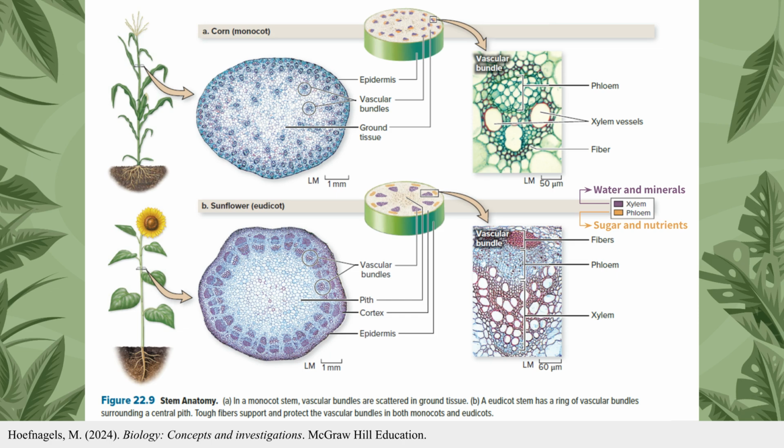Xylem and phloem are the plant's vascular tissues responsible for internal transport. Xylem carries water and minerals from roots to leaves in an upward flow and also provides structural support. Phloem transports sugars and nutrients from photosynthesizing leaves to other parts of the plant and can move materials in both directions. In monocots, vascular bundles are scattered throughout the stem, offering flexibility rather than rigidity. In eudicots, vascular bundles are arranged in a ring, providing strong structural support and organized transport.